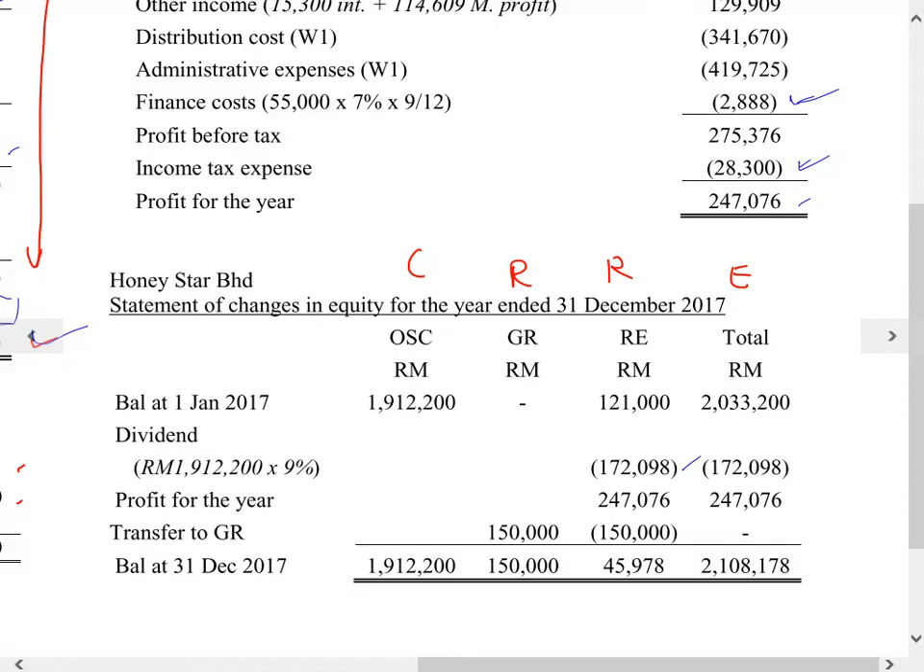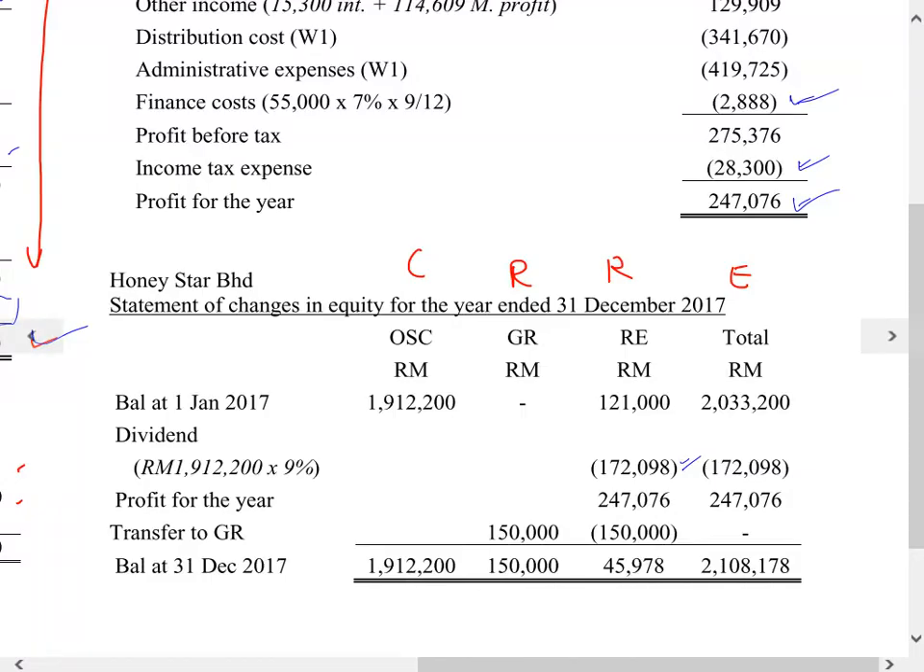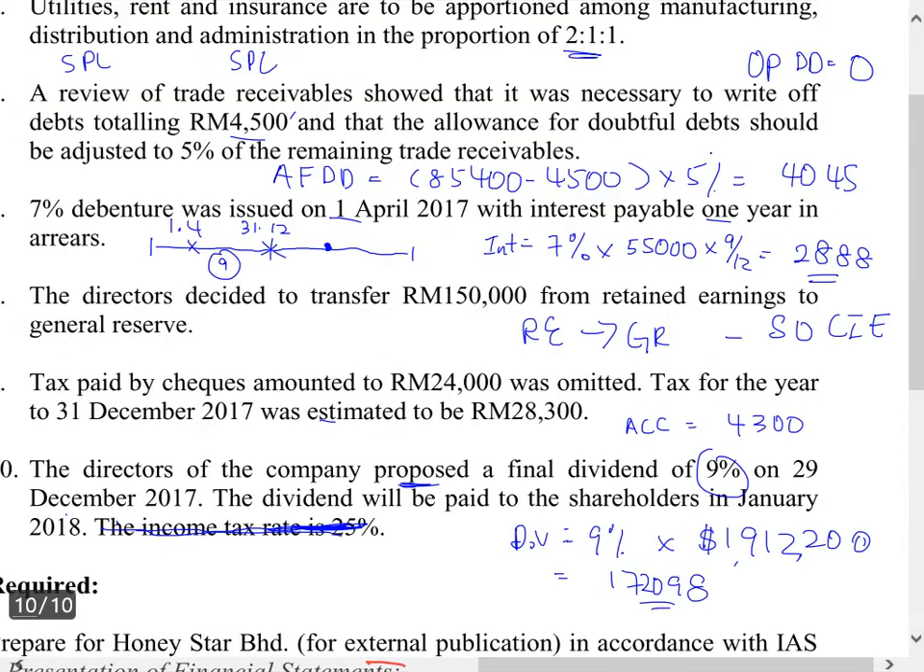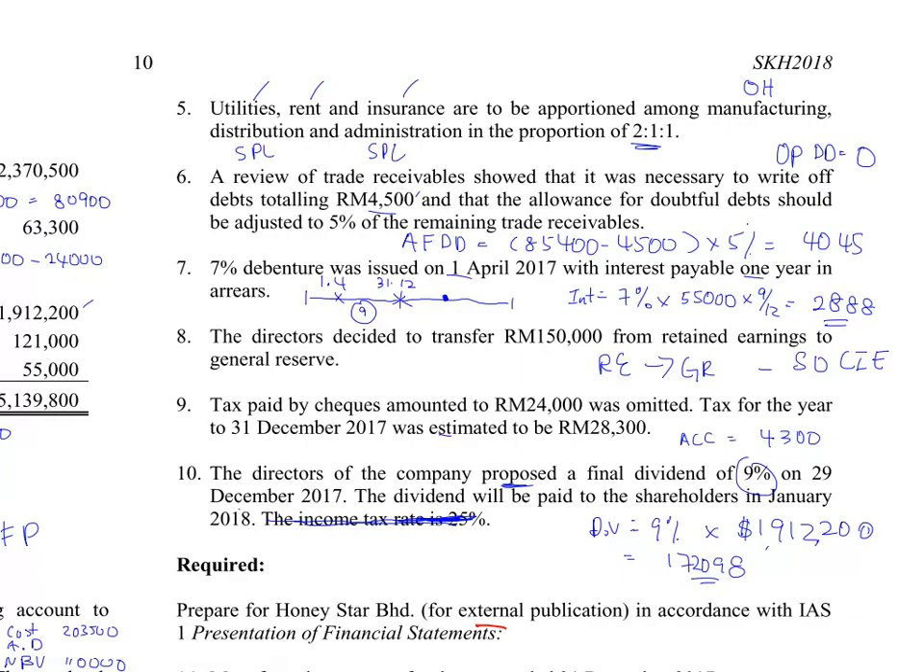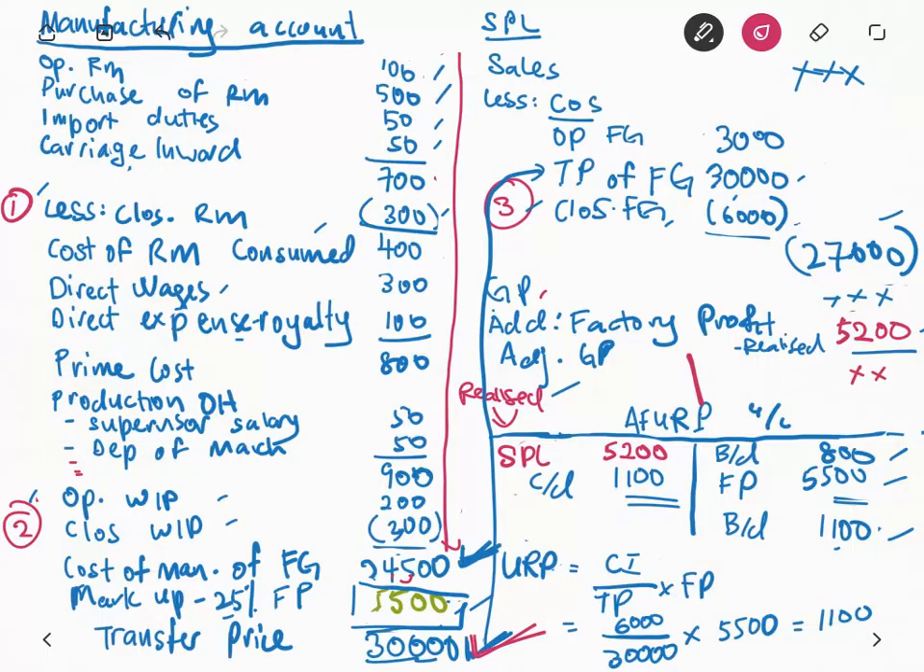Where do you get your profit? You get from here, your profit for the year, dividend paid, transfer. Okay. Now, last part, again, repeat in case you can't see earlier.